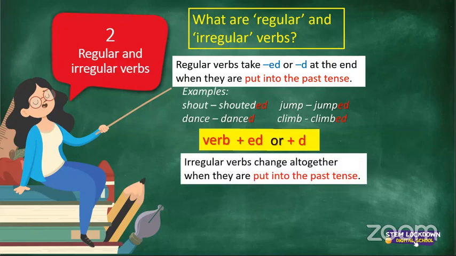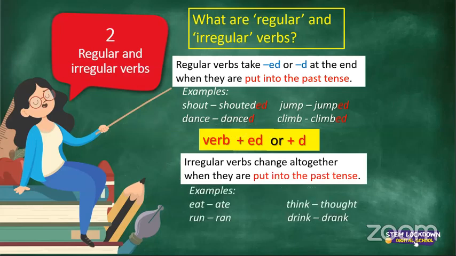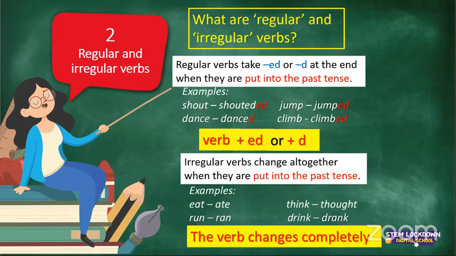But the irregular verbs are the problem. They change altogether. They've got their own rules. Eat, ate, run, ran, think, thought, drink, drank. The verb changes completely. You just have to know these verbs from reading and from listening to English.